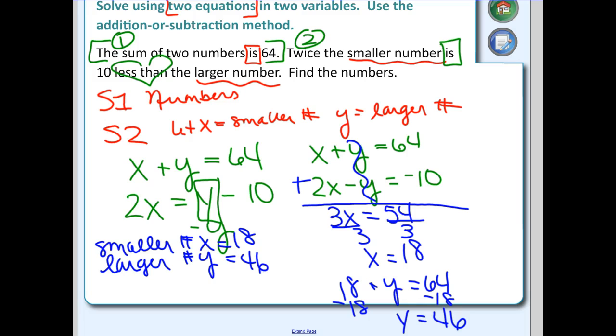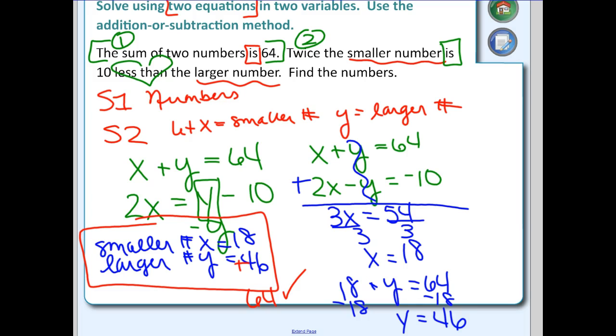And then for our check, okay, that's my answer. I'll box it. And if I add those together, guess what we get? We get 64, and that's my check. So again, let's look at another story problem and see what happens.